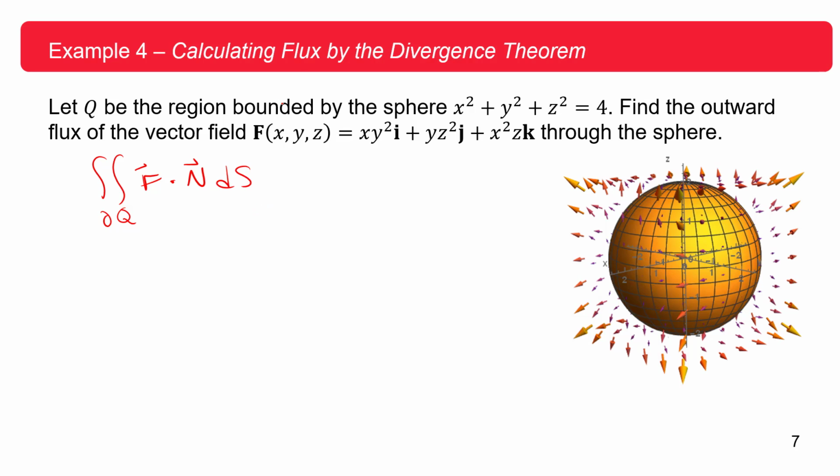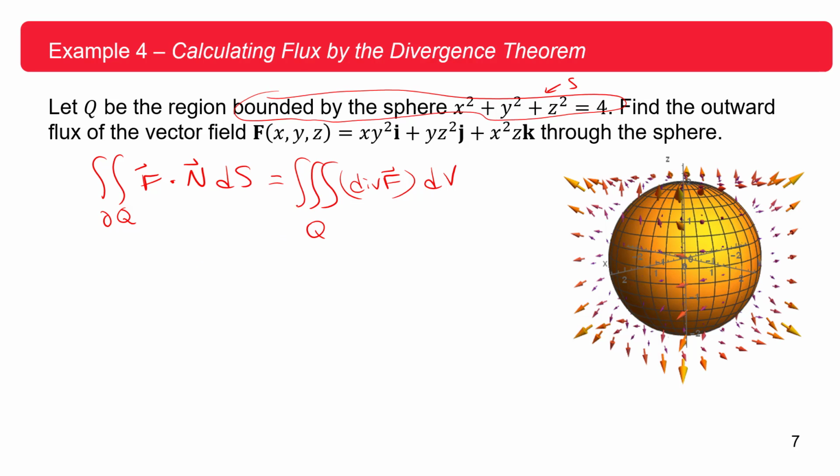We were only given the solid region, that is, the region bounded by the sphere. But if it's bounded by the sphere, that is the surface. Right? This is S, the sphere of radius 2 centered at the origin. We want to find the outward flux, that is the flux integral, through the sphere. Well, of course, the divergence theorem tells us that that's the triple integral over the interior of the sphere of the divergence of F dV.